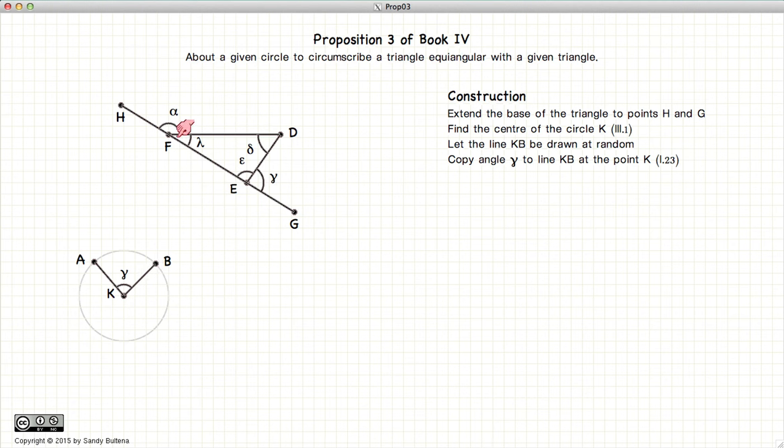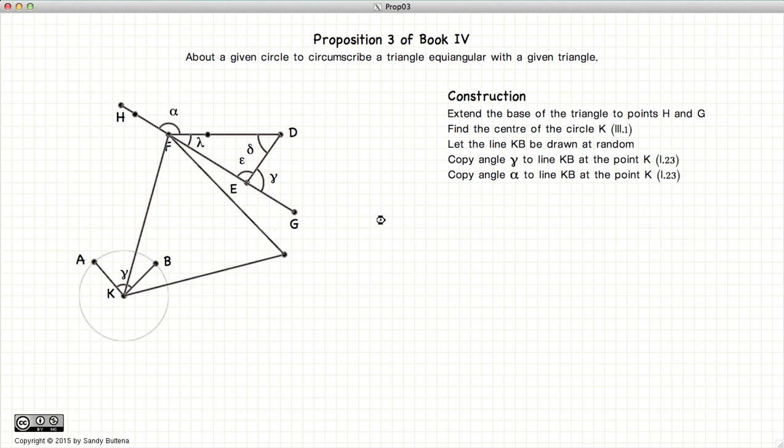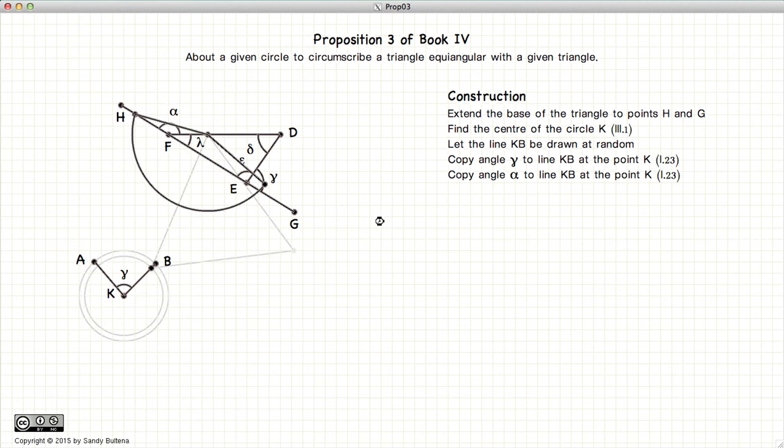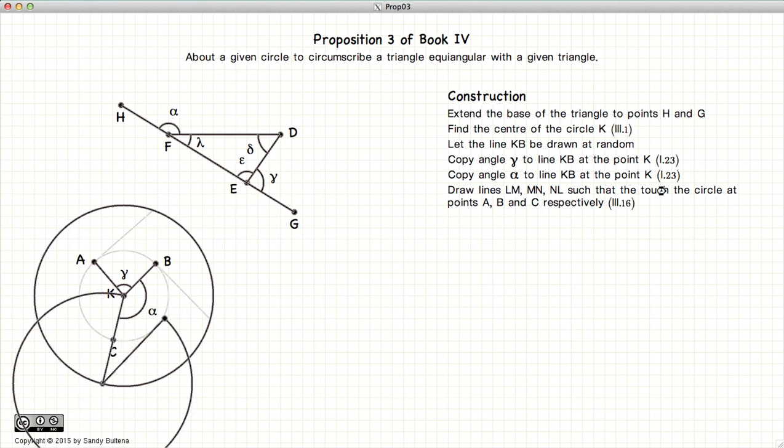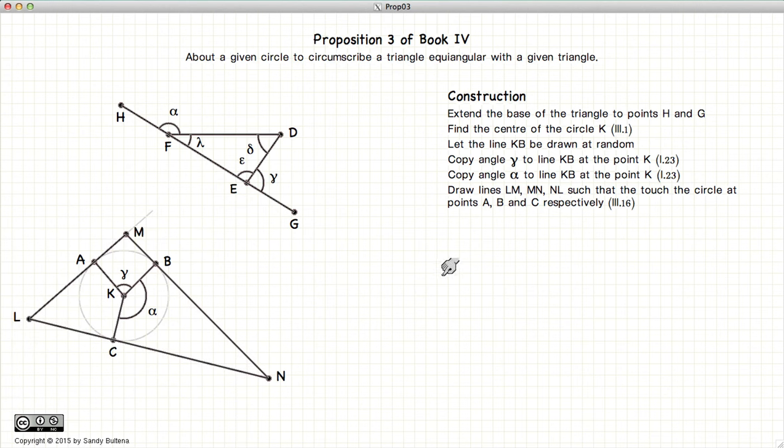And then we're going to do this again for the angle gamma. That was angle gamma, sorry about that. So now we have drawn gamma and we have drawn alpha inside of the circle. The next step is to draw lines such that they just touch the circle at points A, B, and C. And we're using the methods described in Proposition 16 of Book 3.